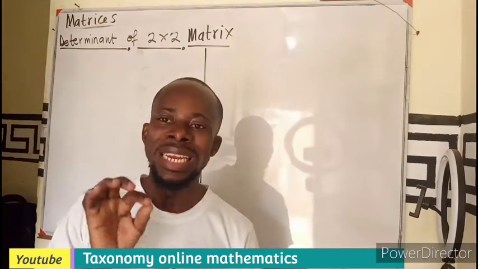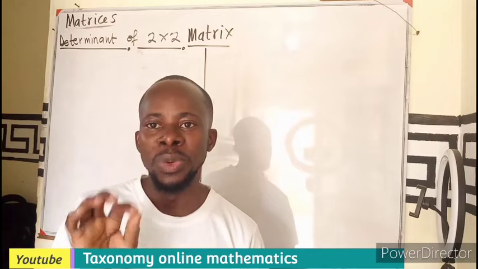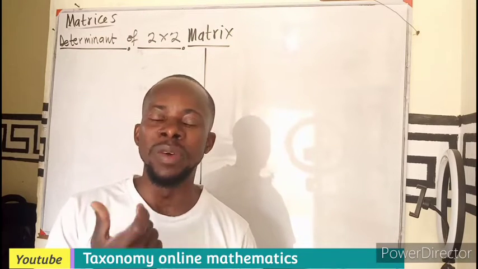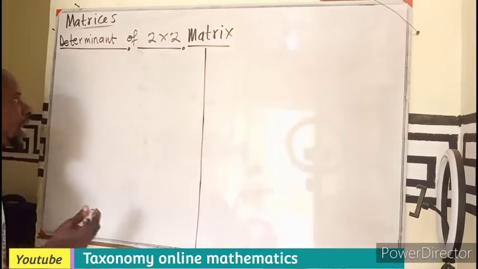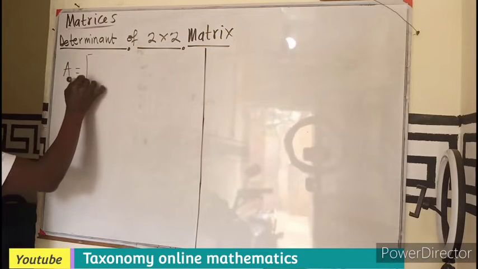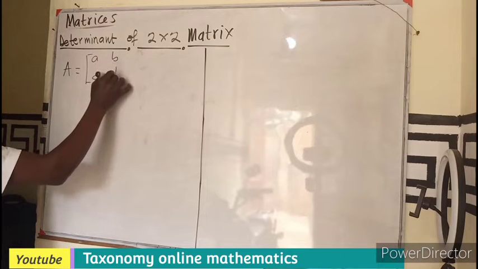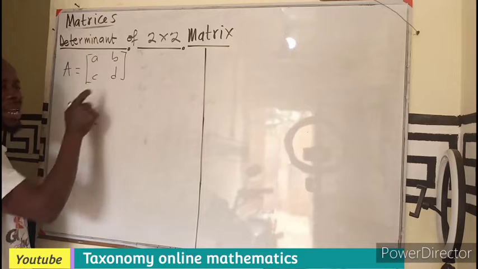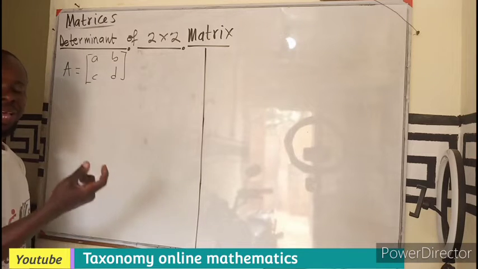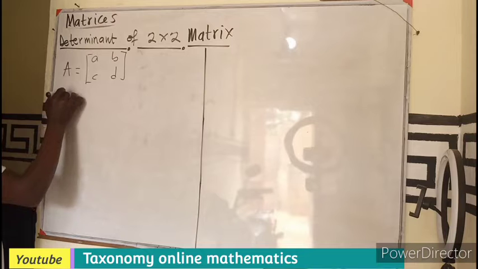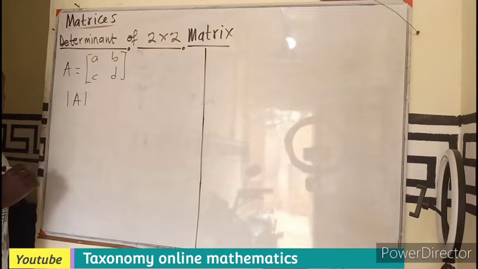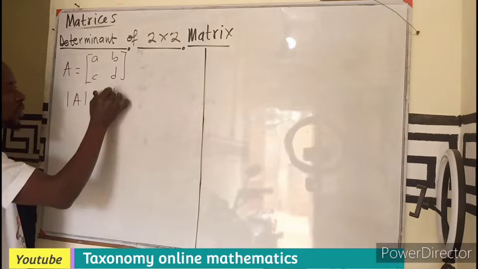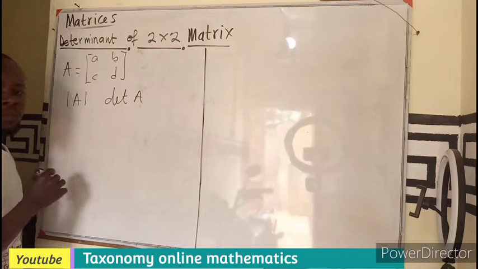So today we will take the determinant of a 2 by 2. We know that a determinant is just a scalar, it's just a number. Now to find the determinant of a 2 by 2 matrix, we assume that this A has a, b, c, d as the elements. If you are asked to find the determinant, the symbol used to represent the determinant could either be the bar of A, which normally we call the magnitude in vectors, or we use det A.